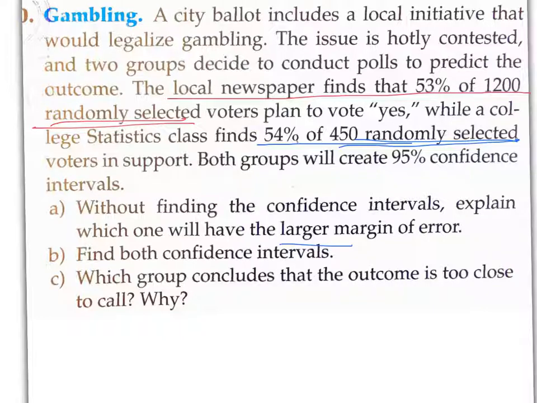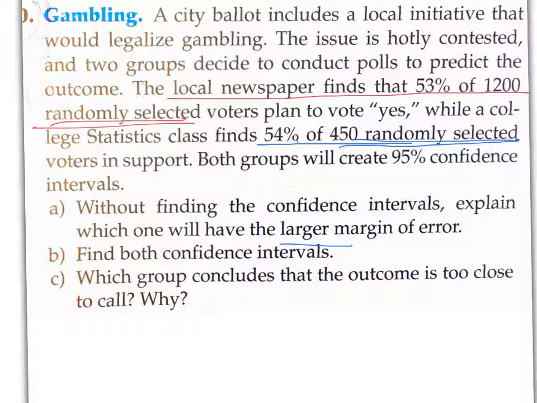Well, we just talked about this on the last problem. The newspaper sampled a large sample, and the college statistics class had a smaller sample. So even though we're keeping the confidence level the same, the college class had a smaller sample size, so they have less data, which means they have less precision. So they are going to have a larger margin of error to make up for that. The newspaper had a very, very large sample, so they will have a small margin of error because they will be more precise. Okay, so the answer to this one is the college statistics class.